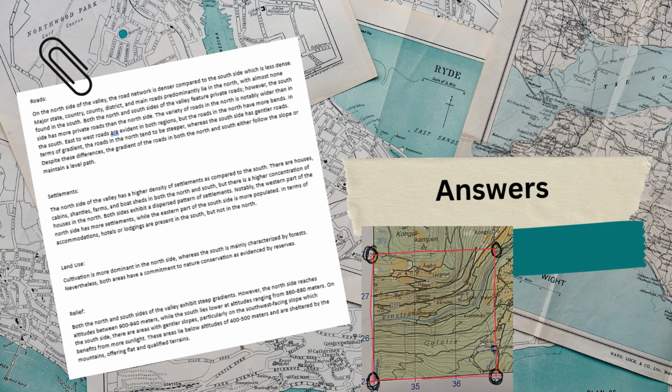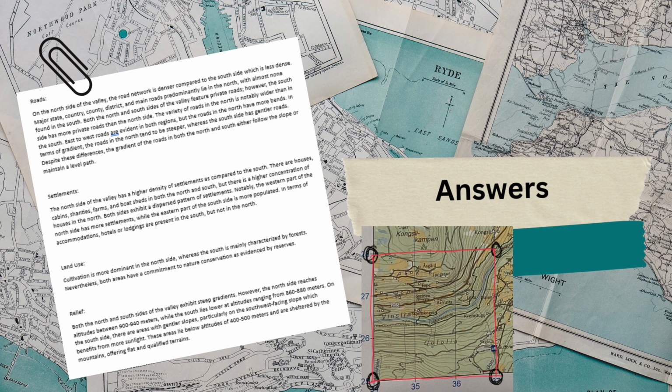East to west roads are evident in both regions, but the roads in the north have more bends. In terms of gradient, the roads in the north tend to be steeper, whereas the south side has gentler roads. Despite these differences, the gradient of the roads in both the north and south either follow the slope or maintain a level path. Settlements. The north side of the valley has a higher density of settlements as compared to the south.